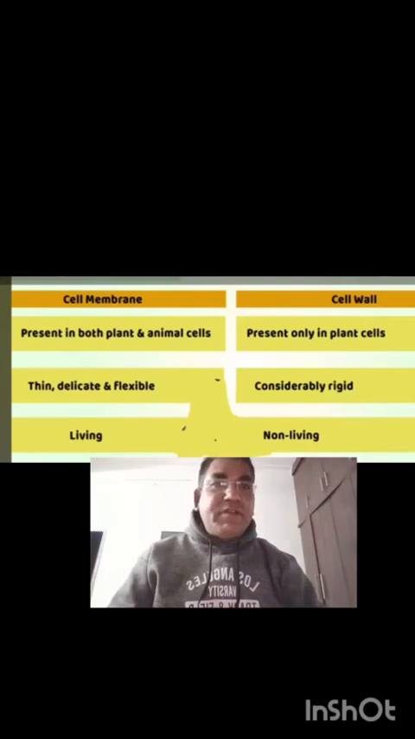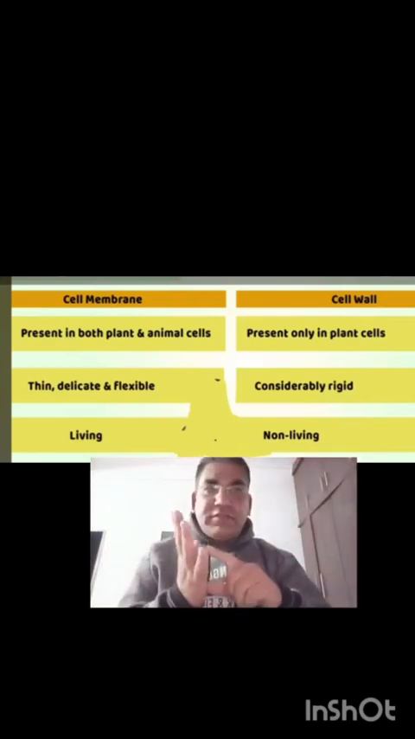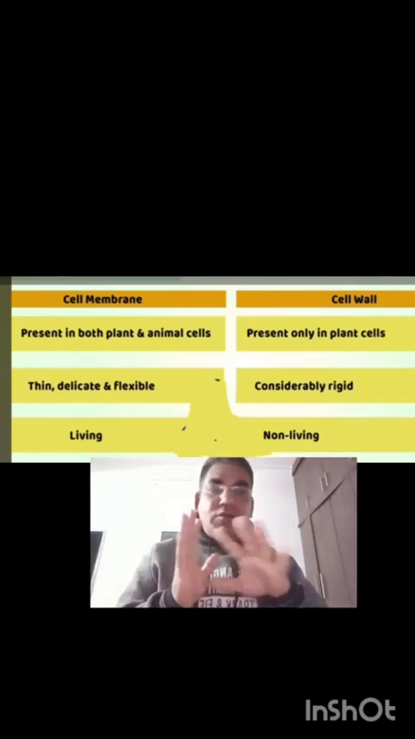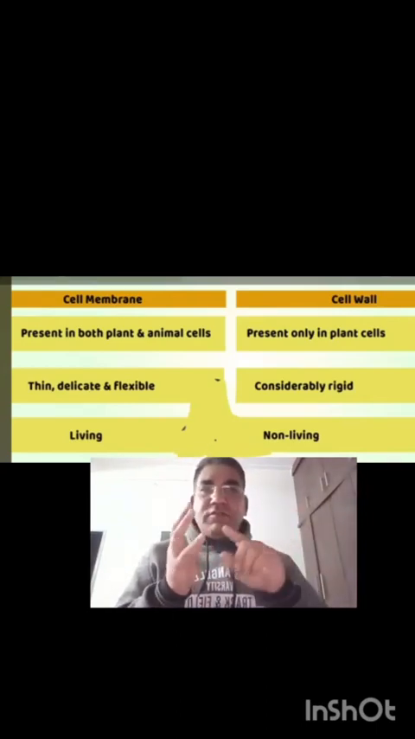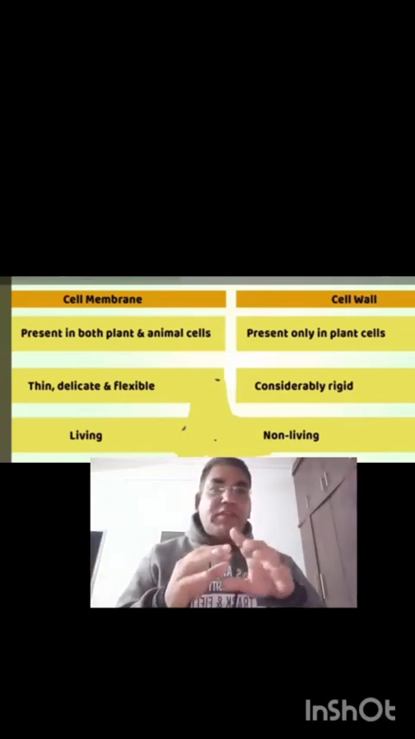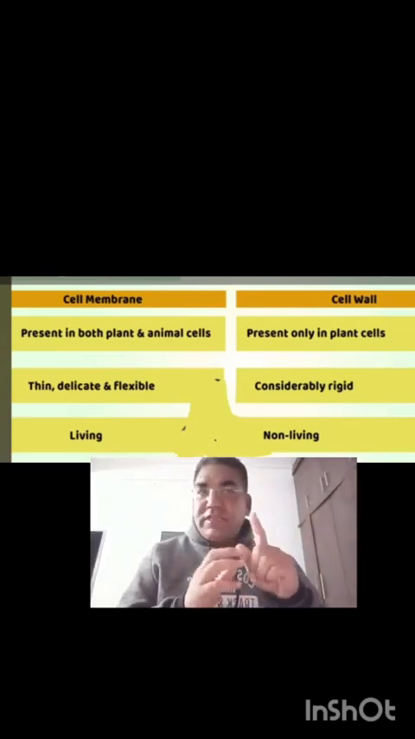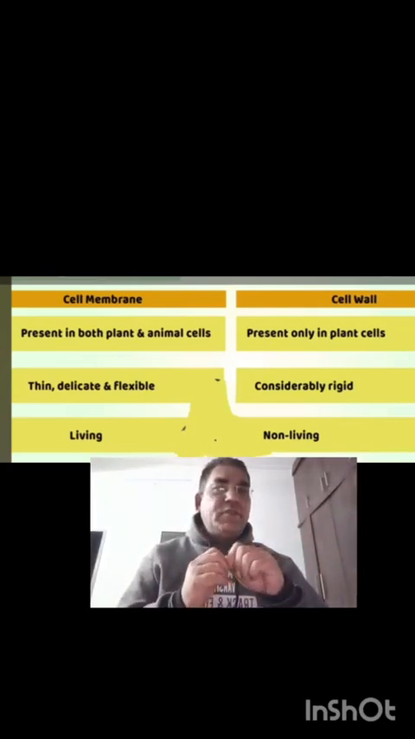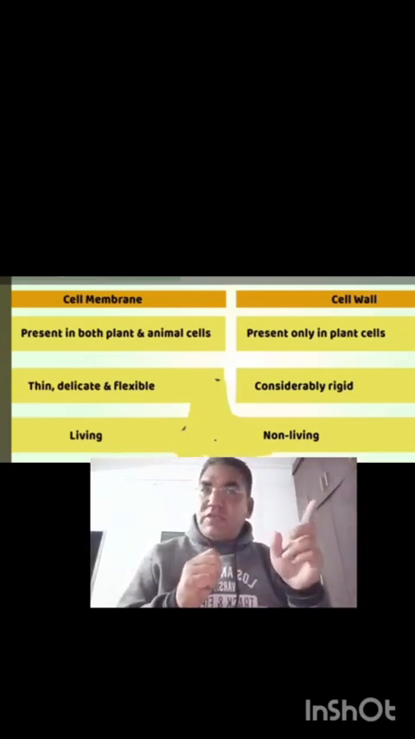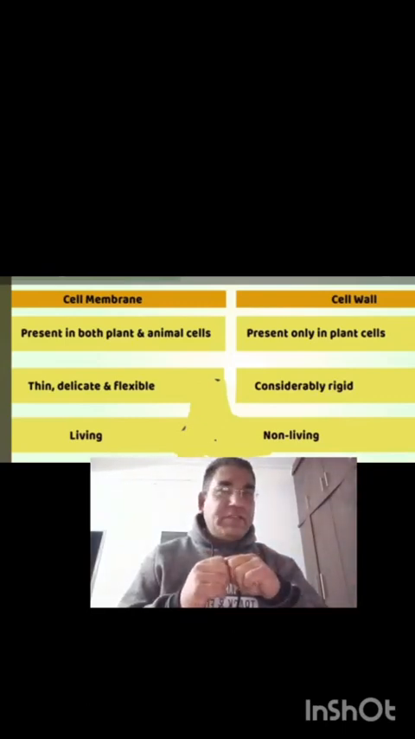Try to understand the difference between the cell membrane and cell wall. Cell membrane is present in all kinds of cells. Whatever plants, whatever animals, whatever the prokaryotes, whatever the eukaryotes, bacteria, mycoplasma, in all kinds of cells, cell membrane is present. Cell wall is present only in case of the plant cells. It is absent in animal cells.